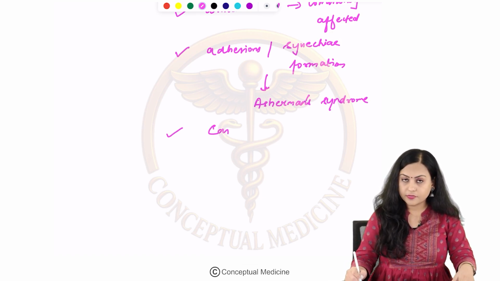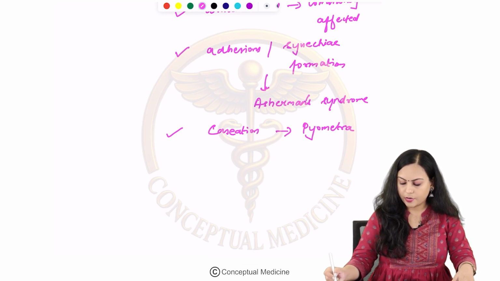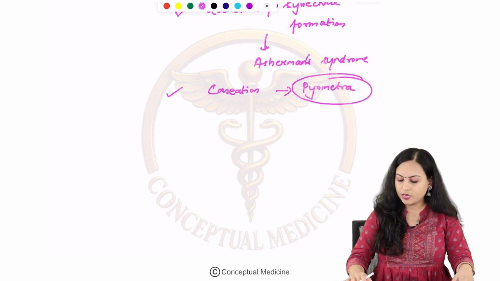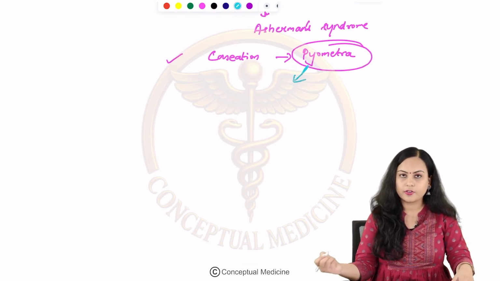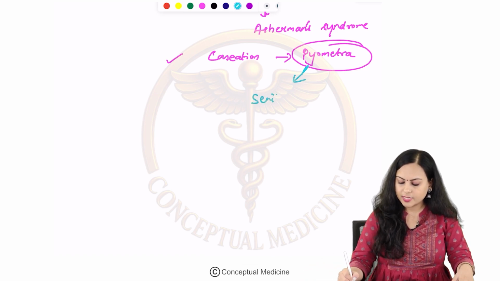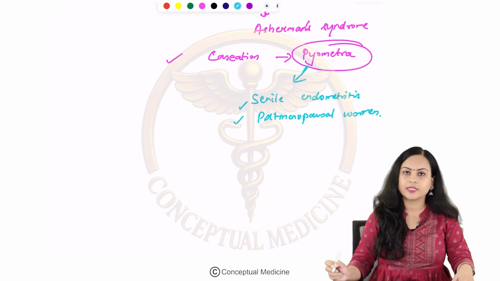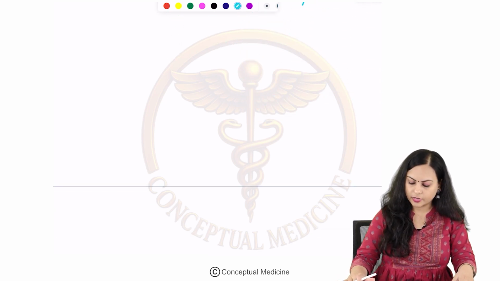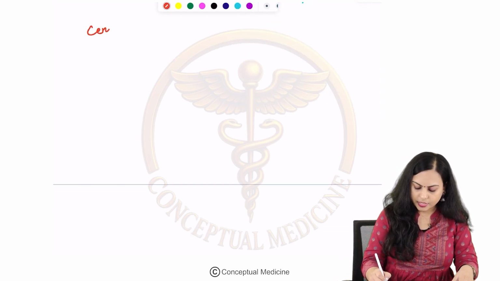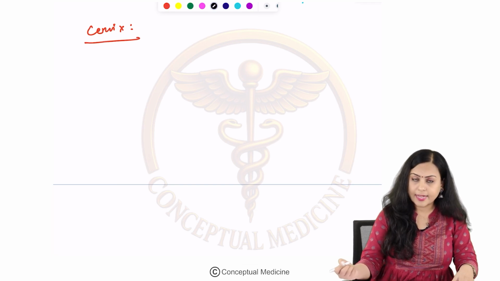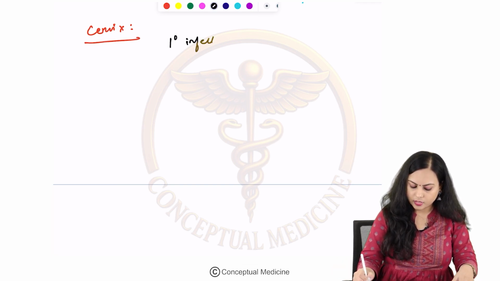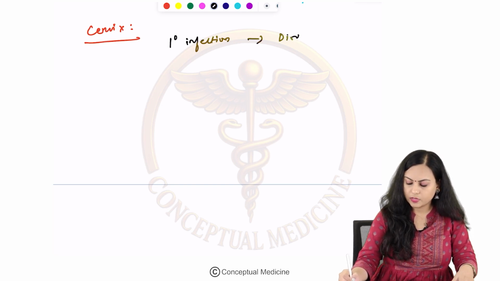And suppose if there is caseation, then it can result in pyometra also. Clear? Now tell me, what is the most common cause of pyometra? Yes, it is senile endometritis, and most commonly it is seen in post-menopausal women. Okay, however, this can also be seen in genital tuberculosis, right? Then coming to cervix, again primary infection is going to be by direct spread.